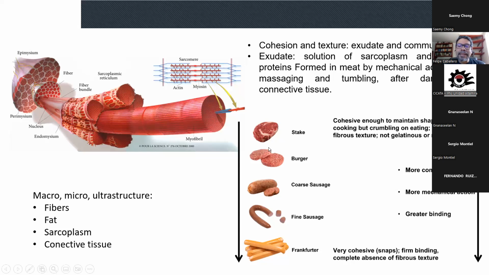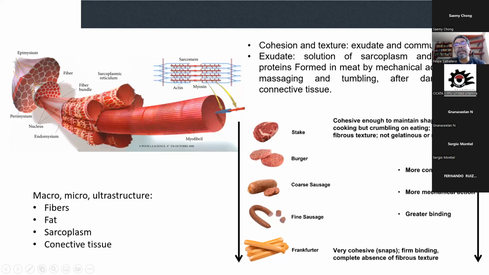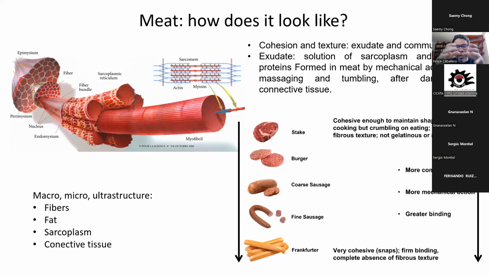This scheme shows how the texture changes as you do a greater comminution, more mechanical action, and you get more binding between the components of the meat. For example, you have the cut called steak. This is the big piece. It doesn't have any processing, any comminution, not cut, not anything. So the cohesion is complete. When you cook it, it shrinks a bit, but it keeps the shape. It has this fibrous texture.